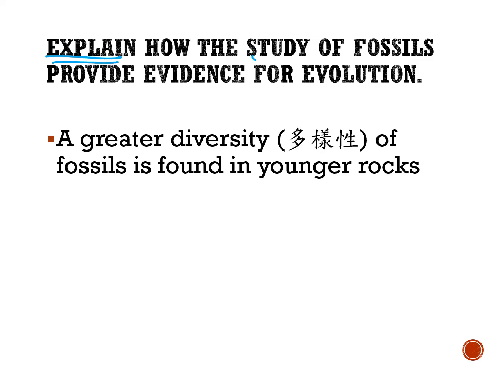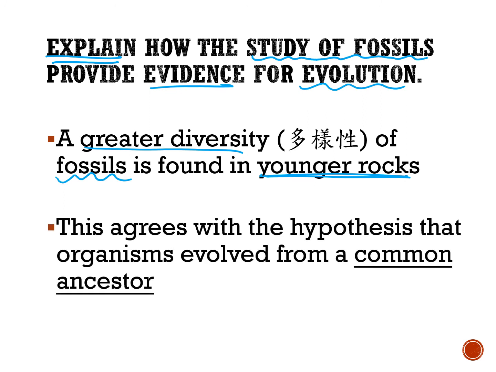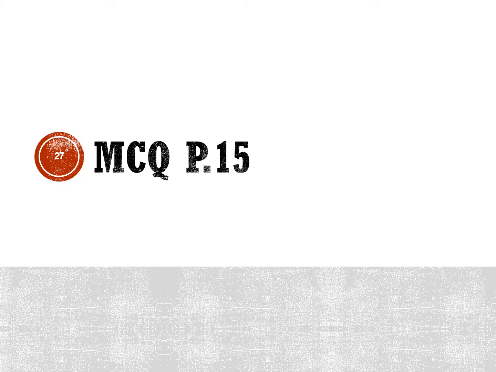Let's answer the question again. Explain how the study of fossils provides evidence for evolution. That is, what you observe is a greater diversity of fossils found in the younger rocks, the rocks on the upper layer. So, it agrees with the hypothesis that the organisms evolved from a common ancestor. Please go to your textbook, page 15, to finish the MCQ there.